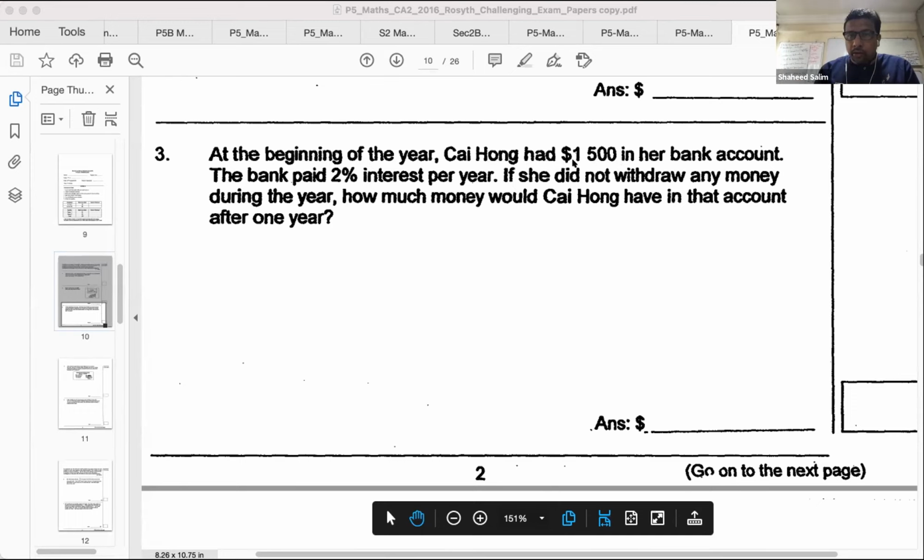She put $1,500 in the bank, and the bank will pay her some benefit. They call it interest every year. You put in $100, you get $2. 2%. Then if she didn't withdraw any money, she left the money in the bank, how much money will there be in the bank? It should be more than 1,500, right? Because she earned some interest. So how much is it?